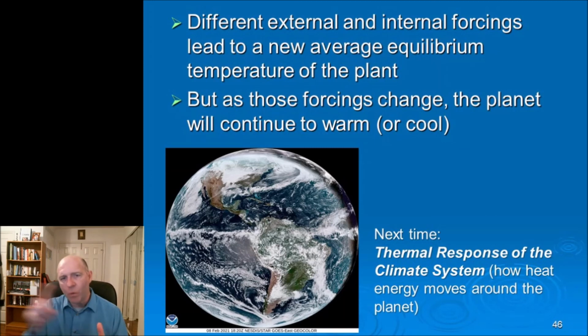Next time we'll take that one step further and look at the thermal response to the climate system. So we just talked about what the average temperature of the planet is, and all these things go into the average temperature of the planet. Next time we'll talk about why this part of the planet is warmer than other ones. All right, how heat energy moves around the planet, ocean currents, air currents, those kinds of things. So that'll be next time.